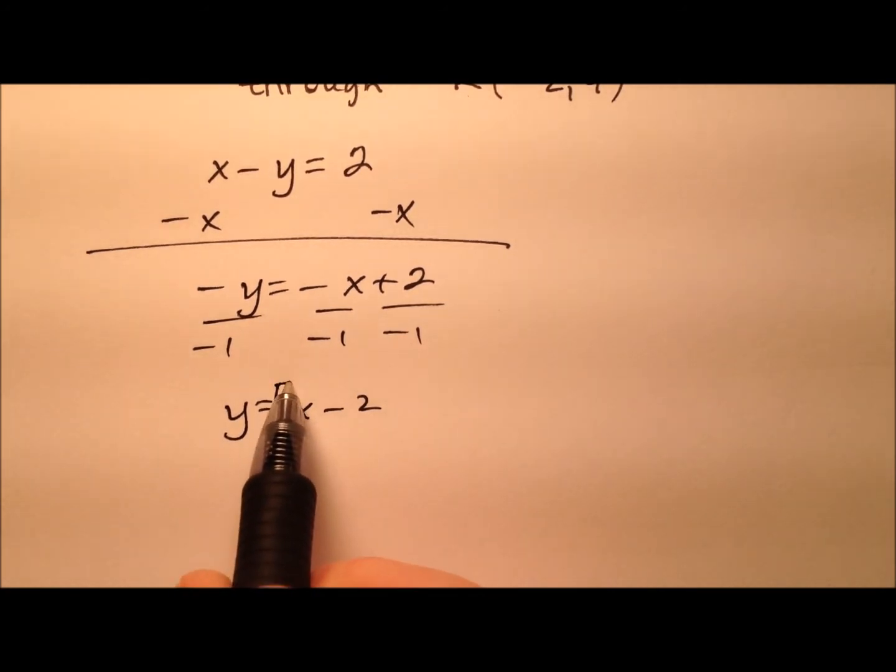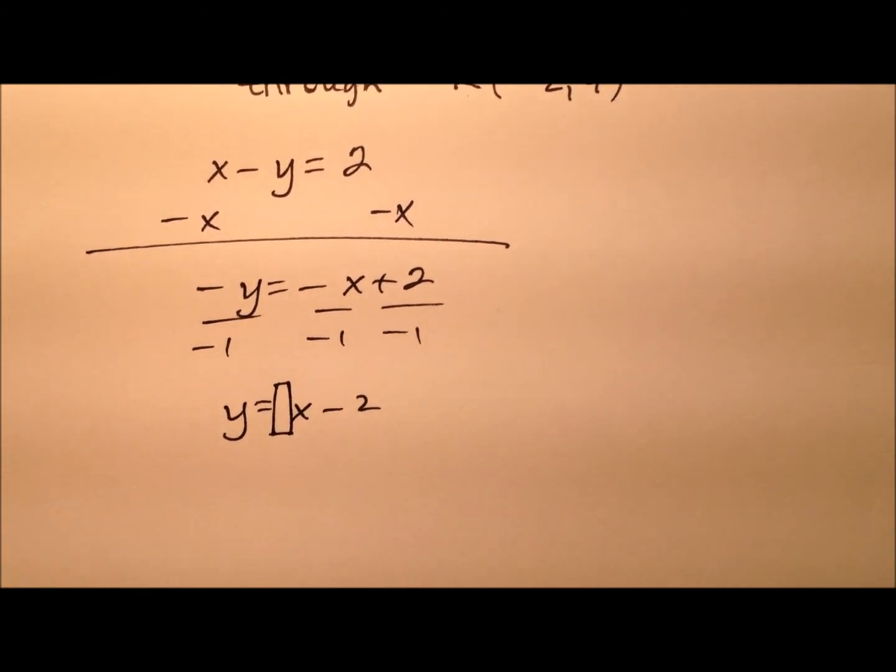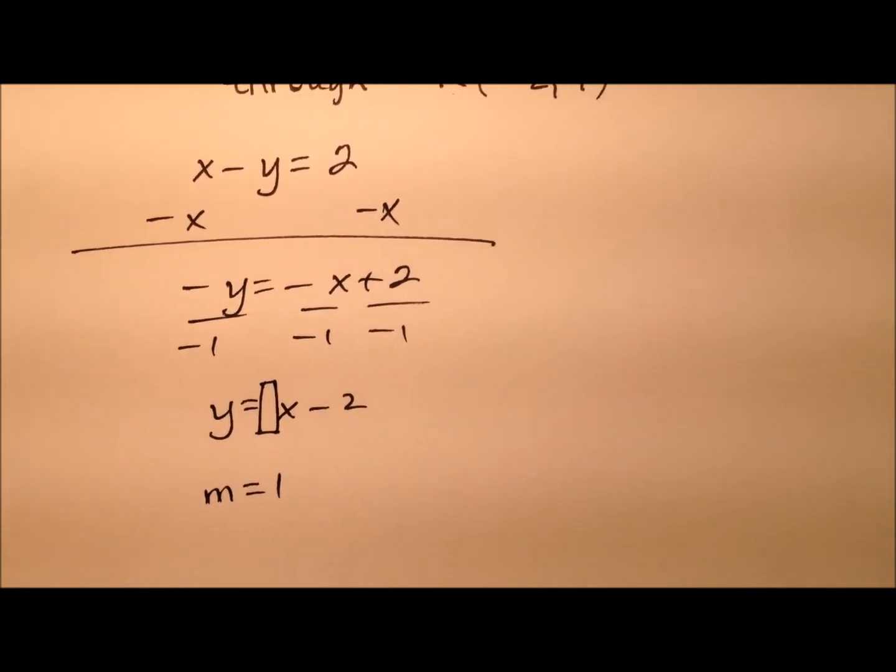Well, that slope is just the number in front of the x, right? Well, what is that number? It's going to be 1. So my slope equals 1.